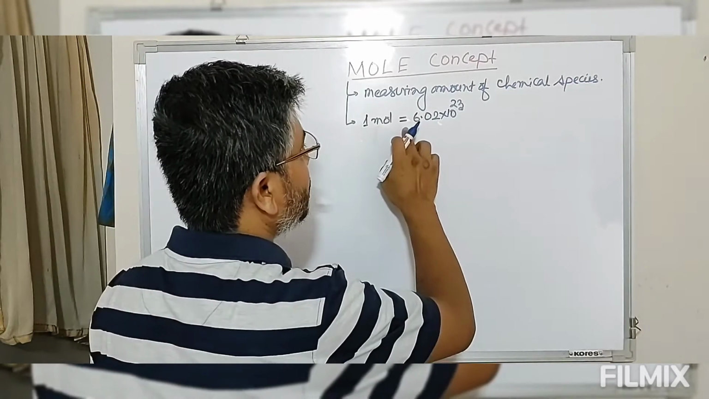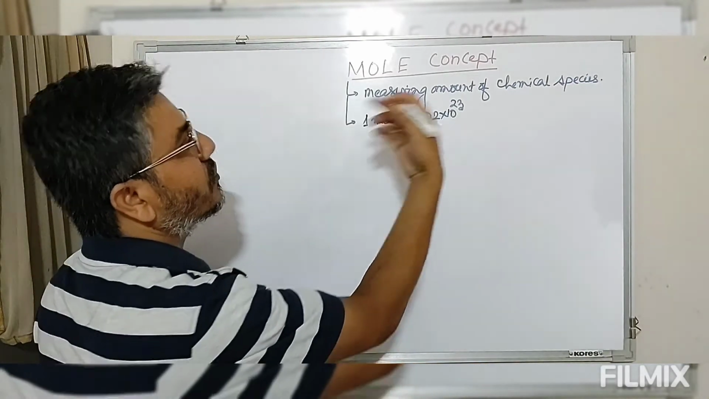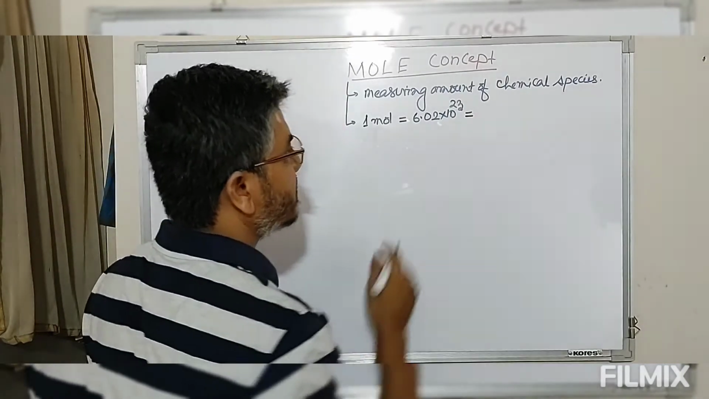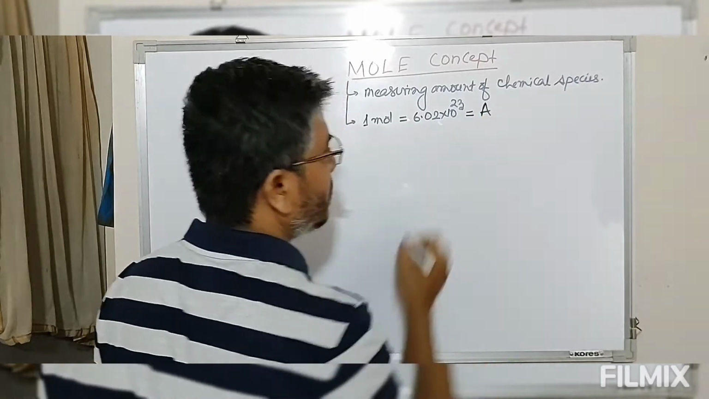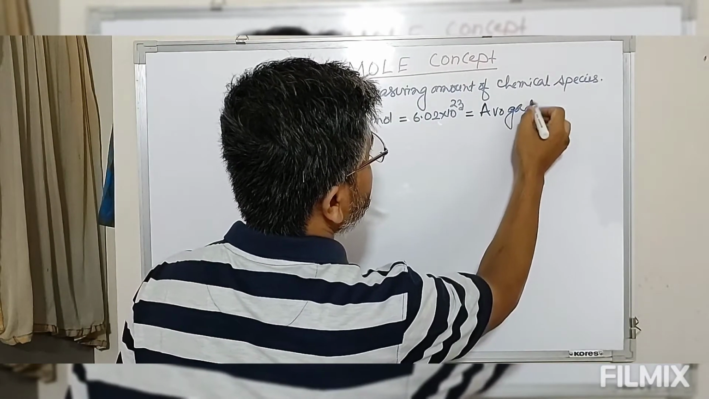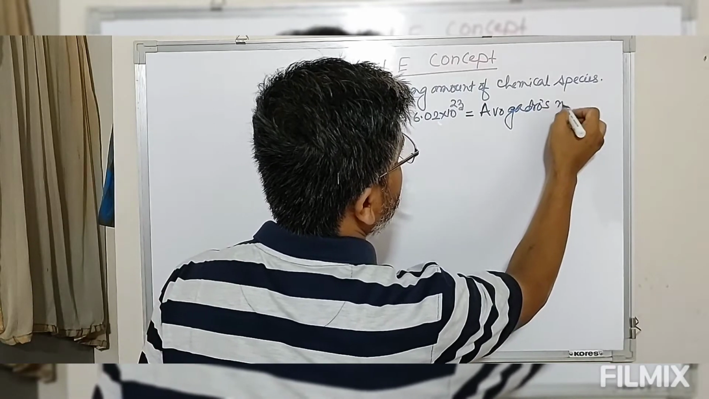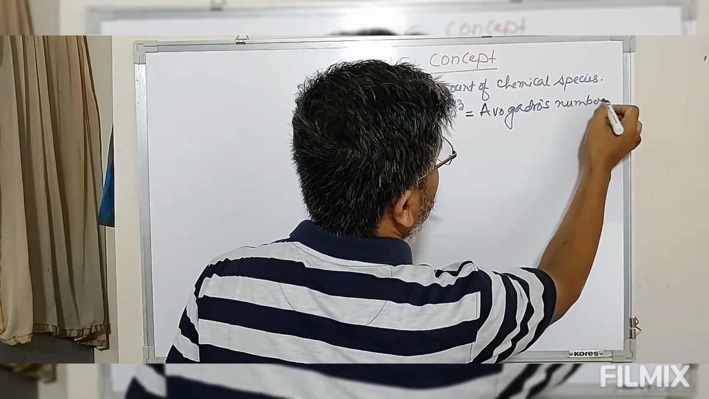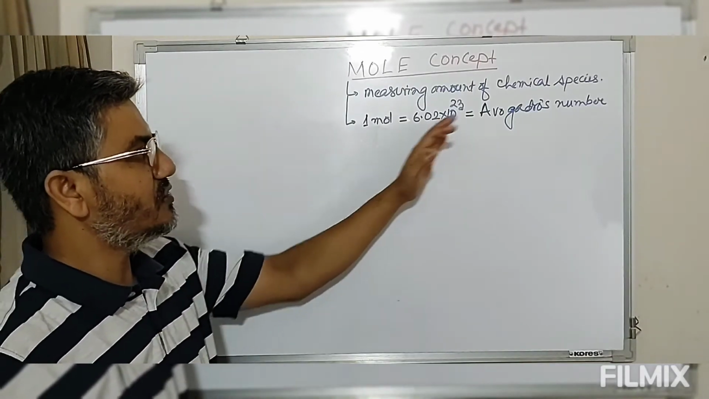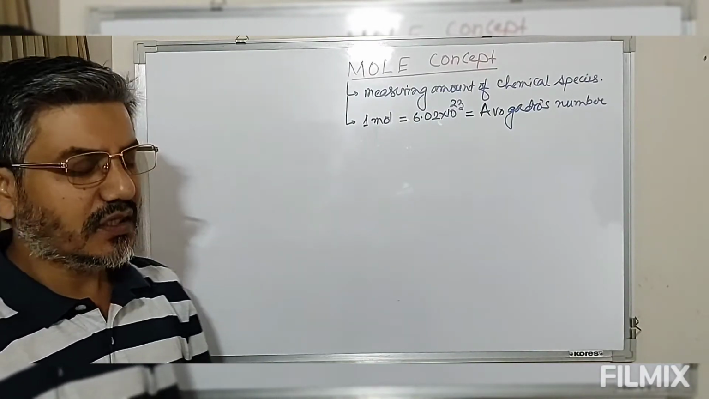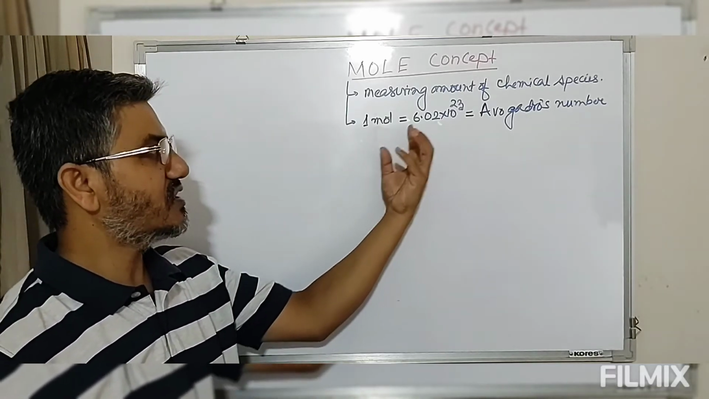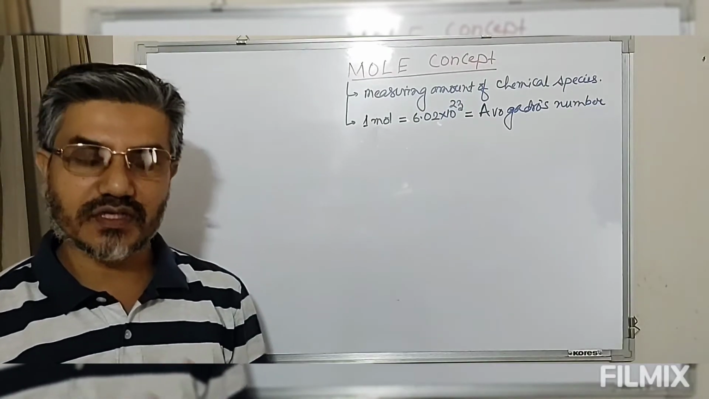Now this value of 6.02 × 10^23 species is known as the Avogadro number, in honor of the scientist Avogadro. So 1 mole is equal to 1 Avogadro number, that is nothing but 6.02 × 10^23. Now the question is, where does this 6.02 × 10^23 come from?